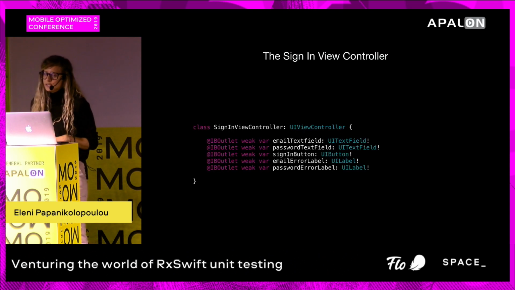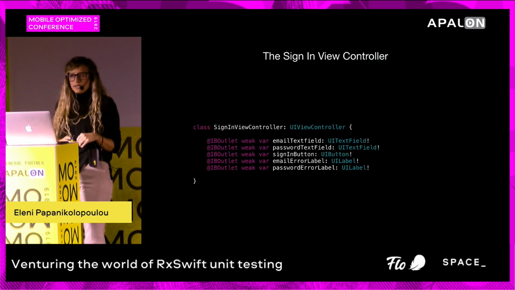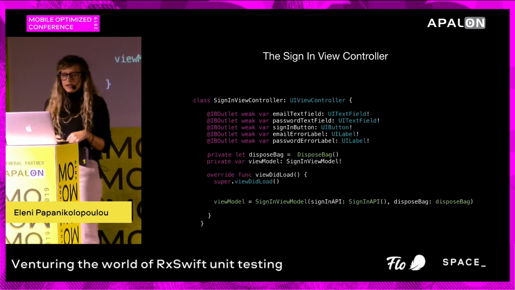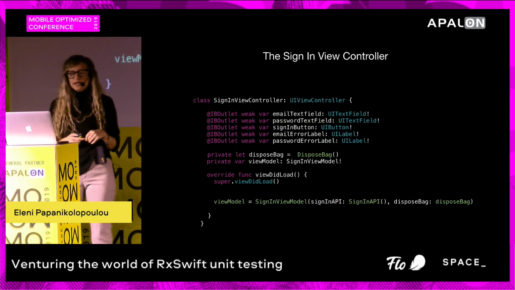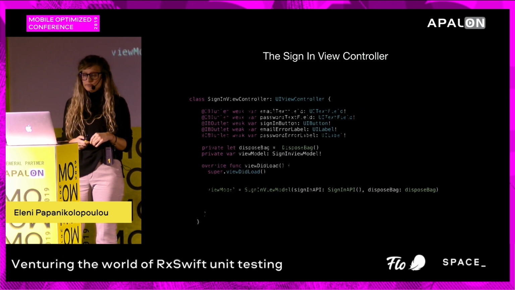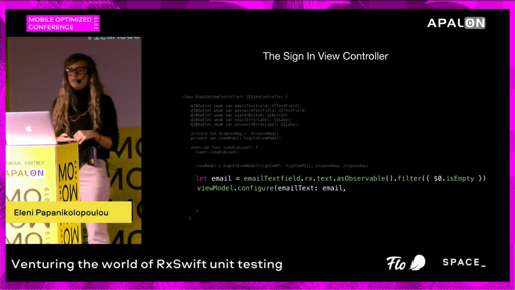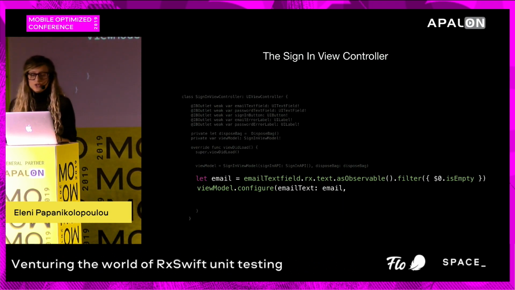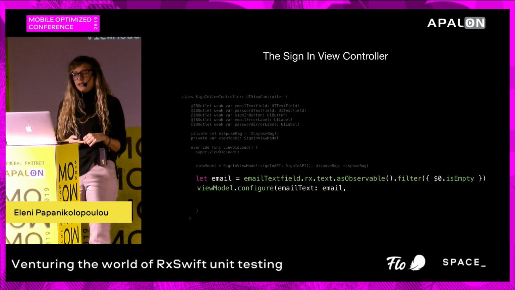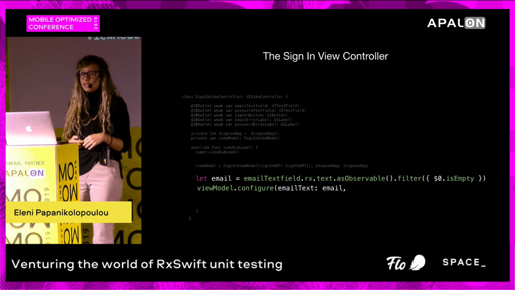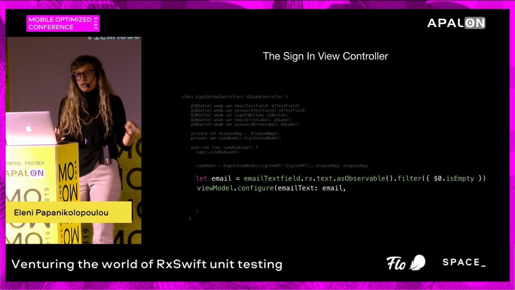Now let's see our view controller. The view controller has outlets for all the UI elements that we saw earlier. And in viewDidLoad, we initialize our view model with a sign-in API and a dispose bag. And the view controller generates the inputs. And it does that by using this reactive extension, .rx.text. And I have to say here that RxSwift provides this kind of reactive extensions for most UI elements, for text fields, buttons, switches, and so on.